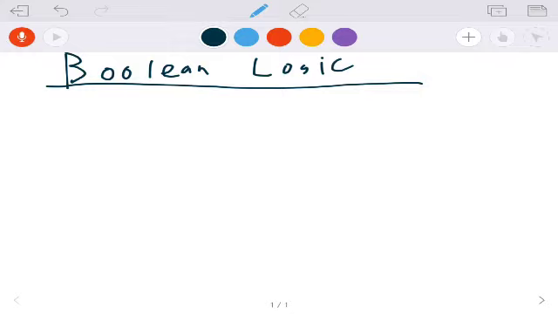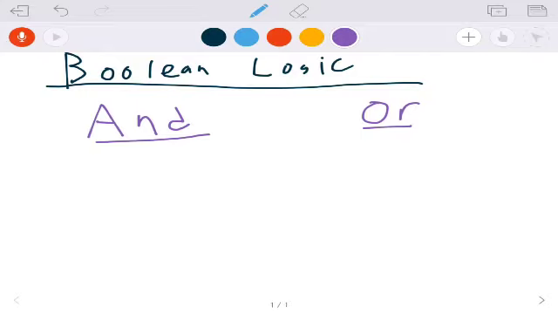There are a couple of main topics in Boolean logic, main key phrases that we're going to be looking at. The first is the term and, and the second is the term or. These are really important terms in Boolean logic. The way Boolean logic works is when a question is posed, the answer must be either true or false, not 5. True or false. So Boolean logic asks a question, and the response is true or false.